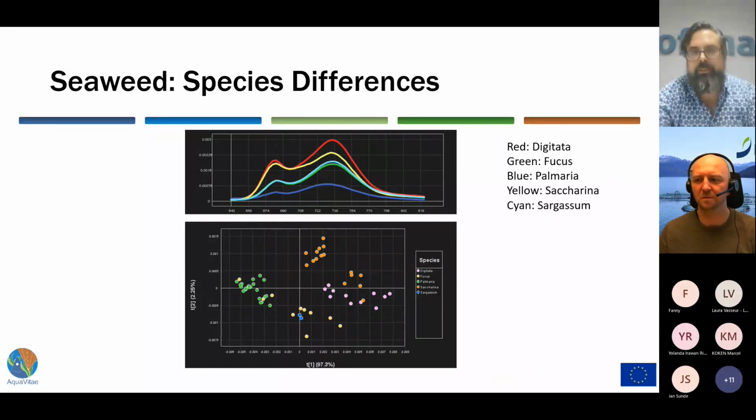So what was an interesting finding was that the different species have different spectral signatures. So the digitata was the highest, with the Saccharina second, and then the weedy species as a secondary group, the Sargassum and the Fucus being quite similar, and the Palmaria being the least intense of the species.